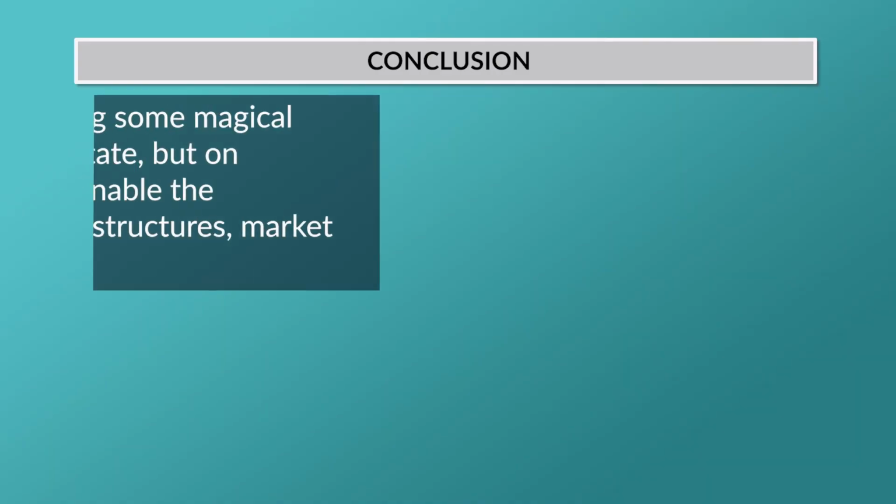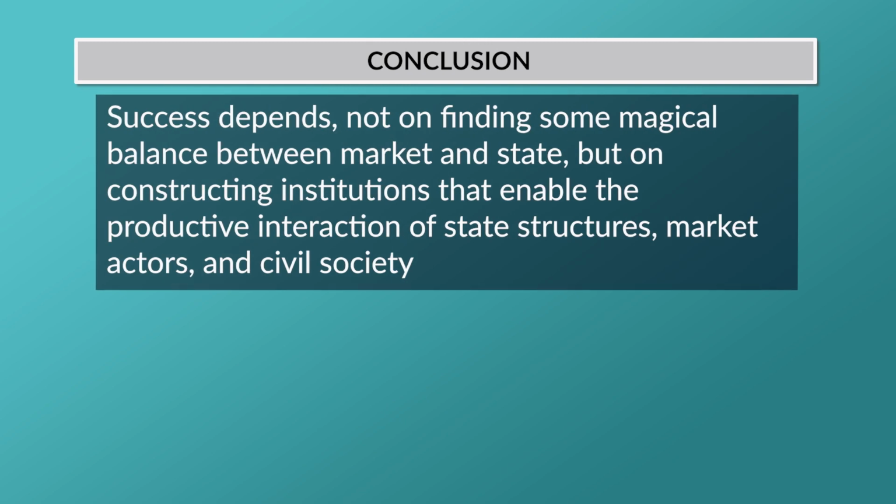Development has always required active involvement of the state, but states have also been deeply implicated in decay and stagnation, so you cannot rely on the state only. Success depends not on finding some magical balance between state and economy, but on constructing institutions that enable productive interaction between state structures, market institutions, and civil society.